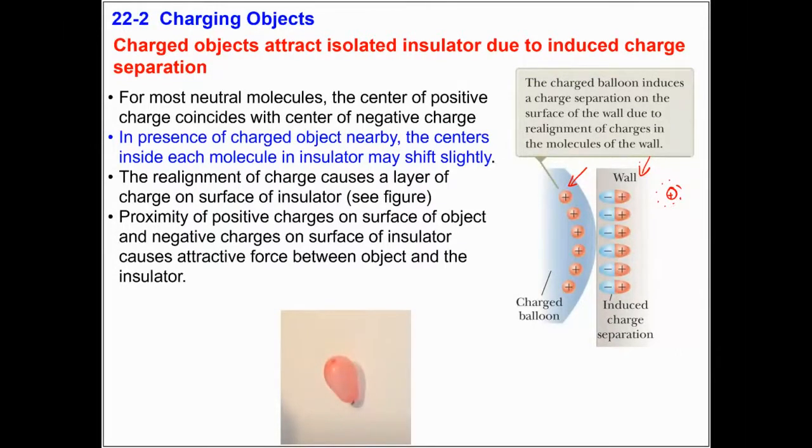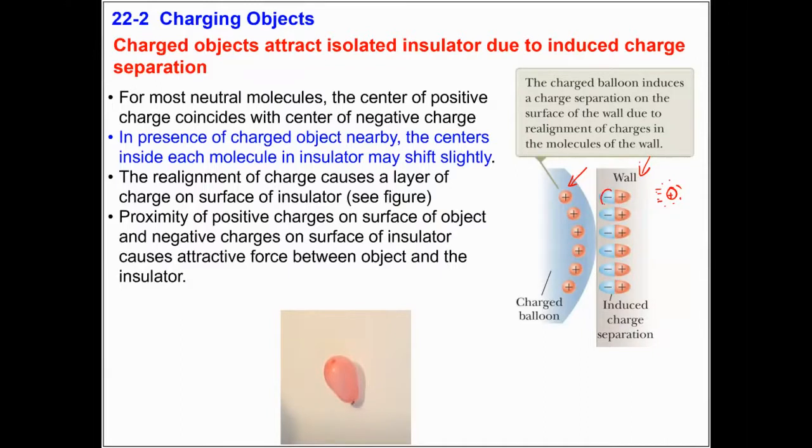So the center of the charges is at the center of the atom or the molecule. When we bring the positive charge from the balloon close to it, what will happen? The positive charge will attract the negative charges, so the electrons will try to move to one side of the molecule or of the atom, and the positive charge on the other side. So basically, the center of charge inside each molecule in the insulator may shift slightly.